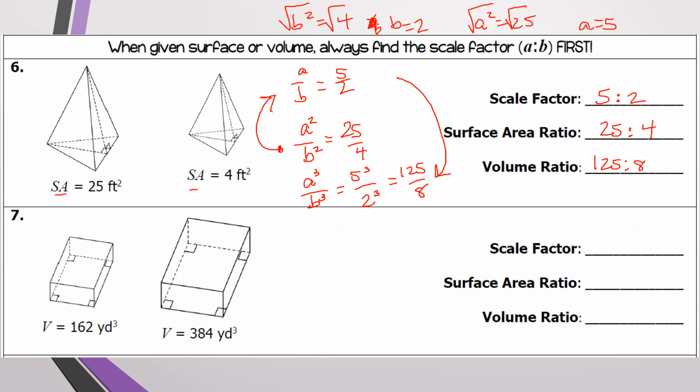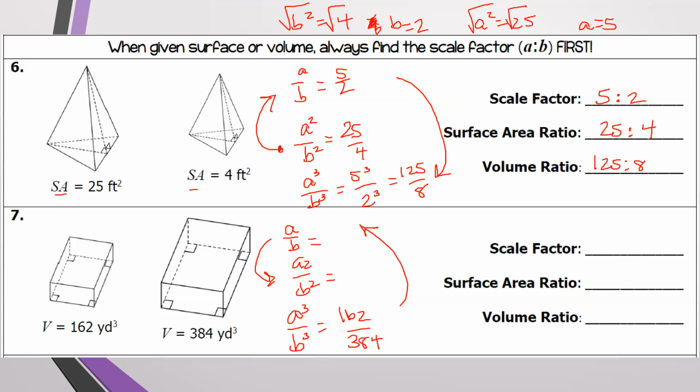Here in number 7, they give us the volume. So that's your A cubed over B cubed. That cannot talk to your surface area. You're first going to use that to find your A over B, and then use your A over B to find your A squared over B squared. So if you are not given the scale factor, whatever information you are given, use that to find your scale factor, and then use your scale factor to find your other piece of missing information.